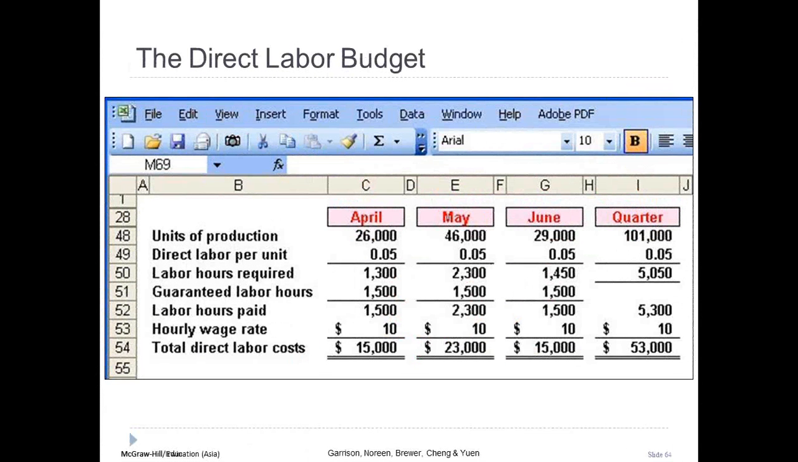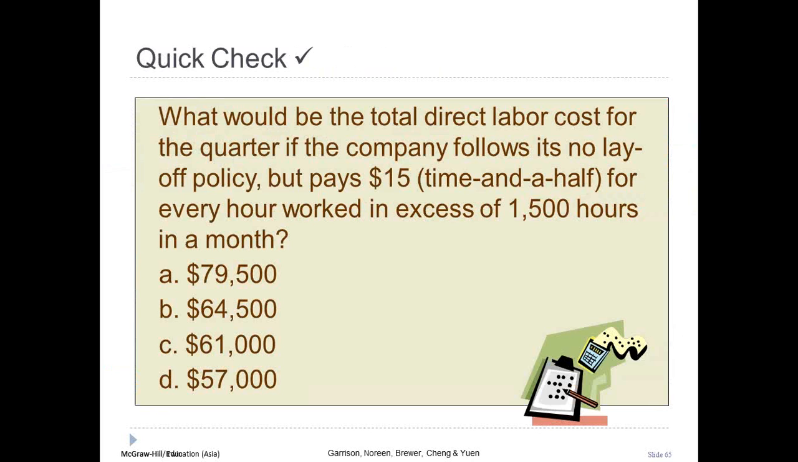The fourth step is to compute the total direct labor cost. Based on the $10 per hour rate, Royal will pay $15,000 for direct labor in April, $23,000 in May, $15,000 in June, for a total of $53,000 for the quarter. So, what would be the total direct labor cost for the quarter if the company follows its no layoff policy but pays $15, which is time and a half, for every hour worked in excess of 1,500 hours in a month? Here's your answer.